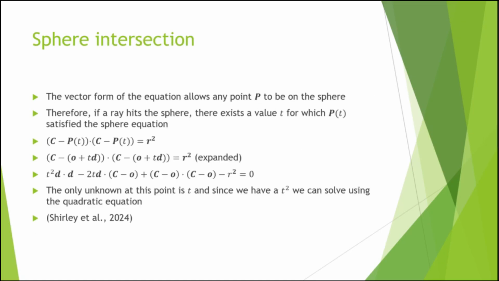For sphere intersection, if we plug a point on the ray at parameter t into the equation, and this equals radius squared, any point which satisfies this equation at a point on the ray at parameter t will give us an intersection.